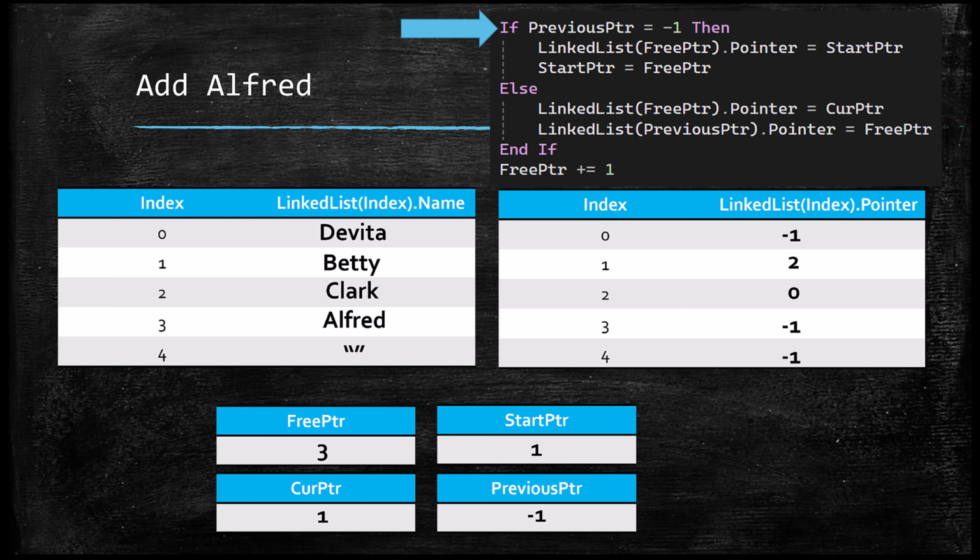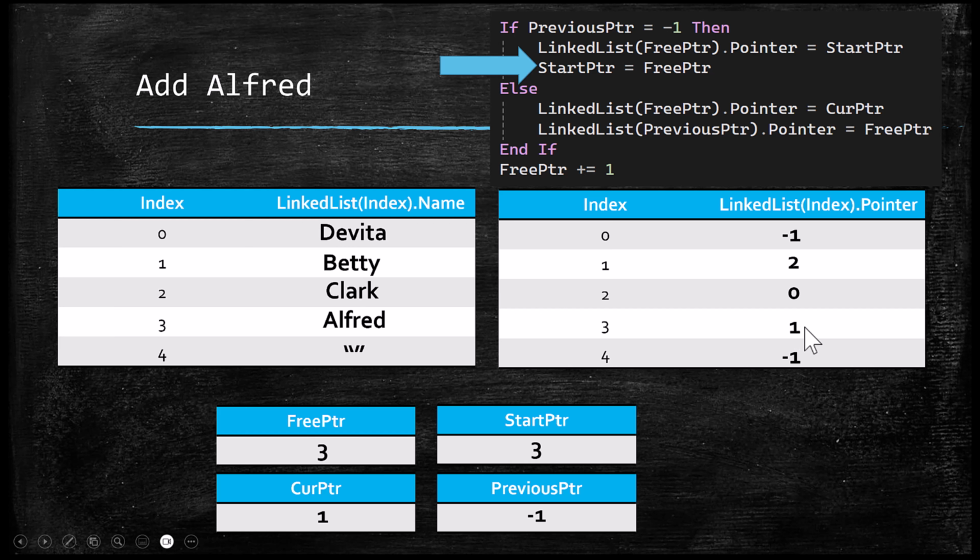So what I need to do is I need to update Alfred's pointer. Alfred's pointer is not going to be -1. It's going to be my start pointer, which was the value of 1. And this is so Alfred can point to Betty. I want to do that before I update my start pointer, because the next thing I need to do is update my start pointer. My start pointer is going to have the value of my free pointer, which is 3. That way the list starts with Alfred.